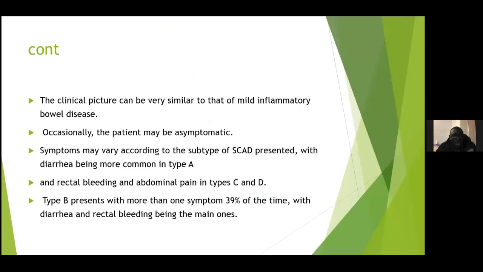So the clinical picture can be very similar to that of mild IBD, and occasionally it might be asymptomatic. Again, the way they present depends on whether it is type A or type B. Some of the symptoms are linked to various types. It is said that diarrhea is more common in type A, while rectal bleeding and pain are more common in type C and type D. They said type B presents with more than one symptom, in 39% of cases, with diarrhea and rectal bleeding being the main ones.